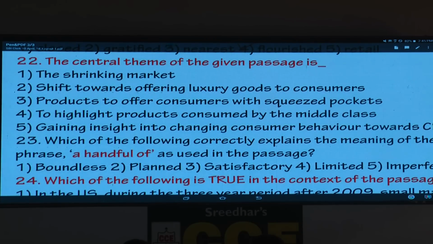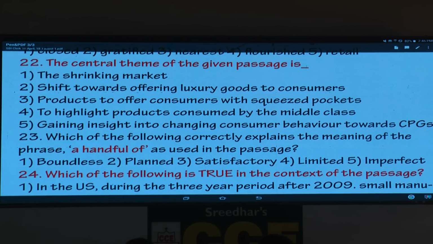The central theme of the given passage is: the shrinking market, shift towards offering luxury goods to consumers, products to offer consumers with squeezed pockets, to highlight products consumed by the middle class, gaining insight into changing consumer behavior towards CPGs. So what is the answer here? An easy one. It's all about consumer behavior and gaining insight. Underline the word insight. It's an important word. Insight means what? Understanding, awareness.